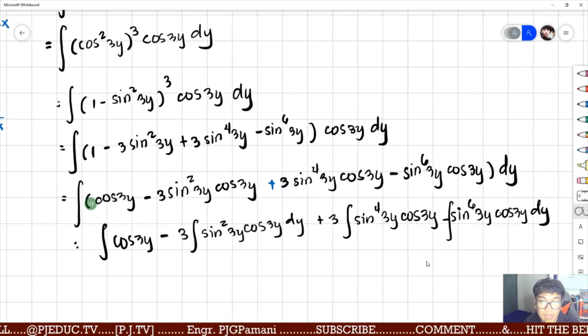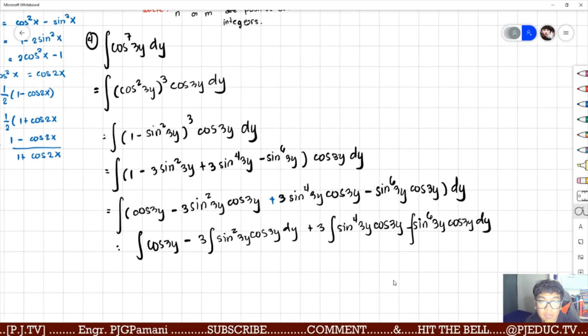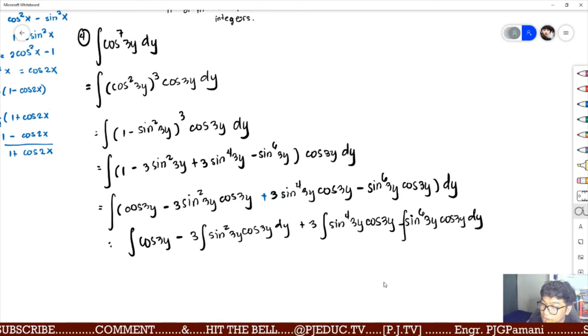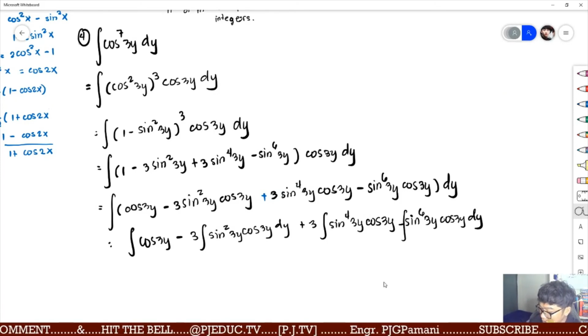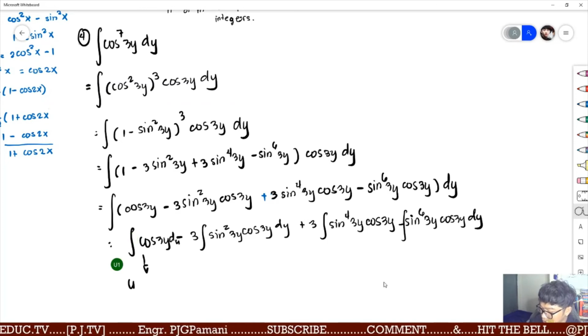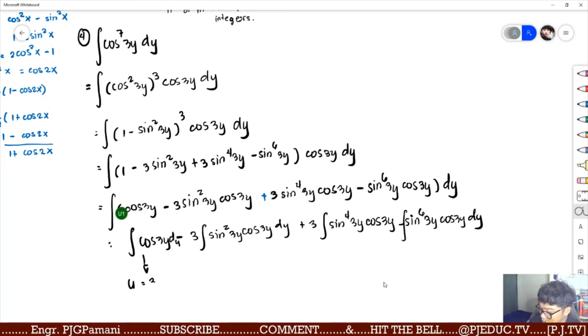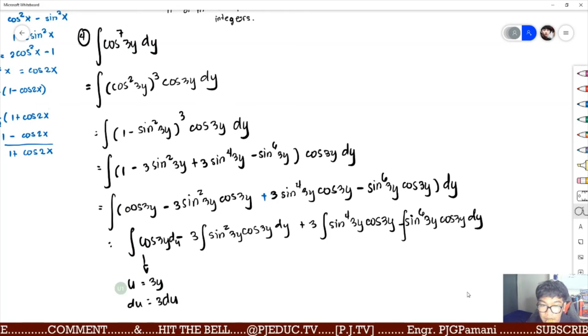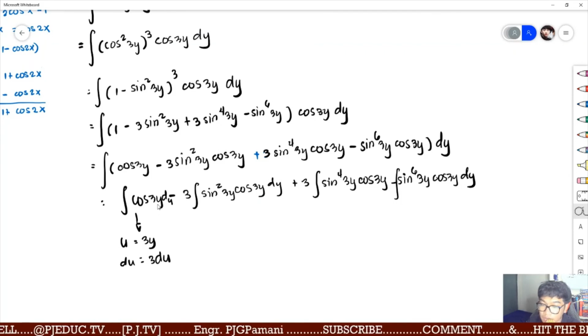May mga parehas na ba na terms? Which has the same relationship with each other? Meron na. Dito tayo sa una. Ang u natin sa part na yan is your 3y. The differential of 3y is 3 dy. So that I can easily now integrate cosine 3y without using power formula.